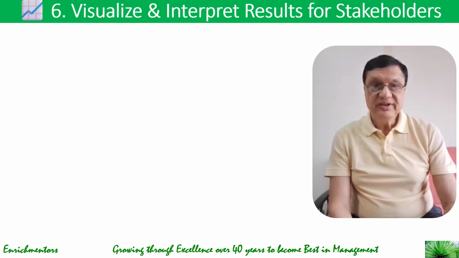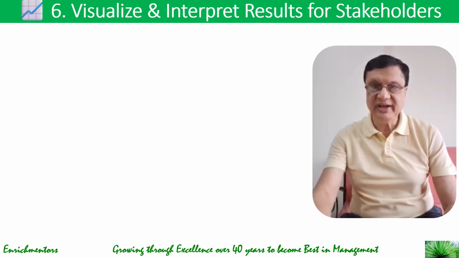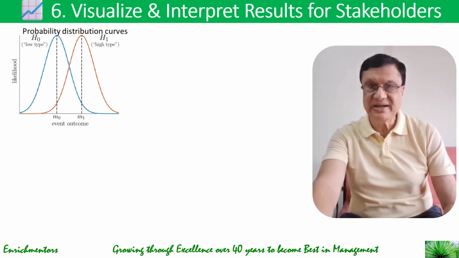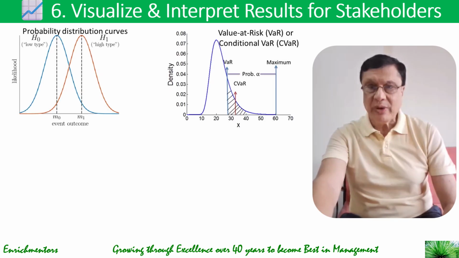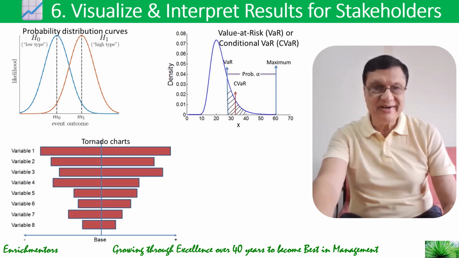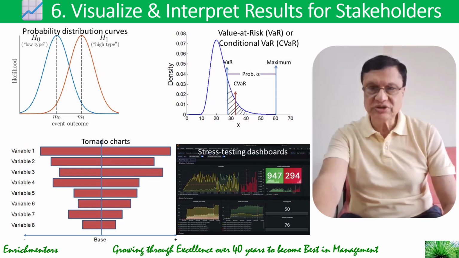Right. Then AI also helps you visualize and interpret results for stakeholders. You can create outputs like probability distribution curves of the outcomes, value at risk or conditional value at risk charts, tornado charts showing the key drivers of the output simulation, and stress testing dashboards that can answer questions like what happens if X and Y and Z go wrong altogether. So it can show you all that. And the tools that you can use for dashboarding are things like Power BI, Tableau, Python Dash, and Streamlit.